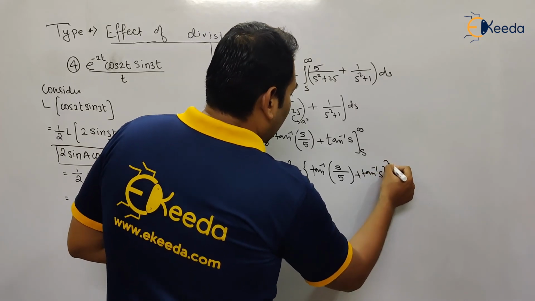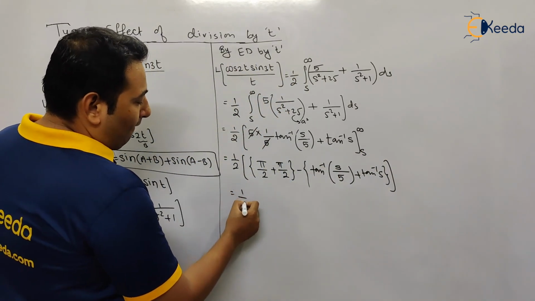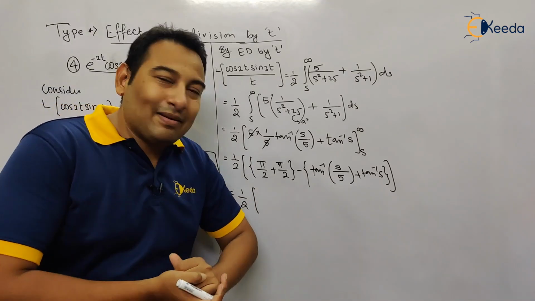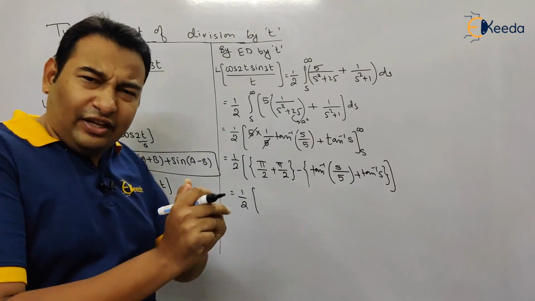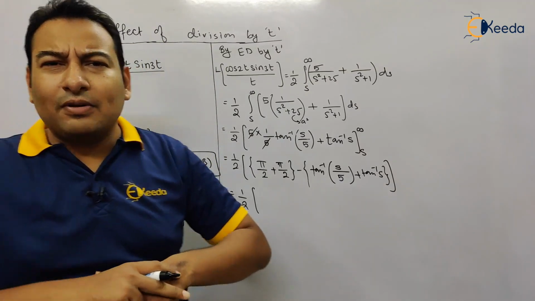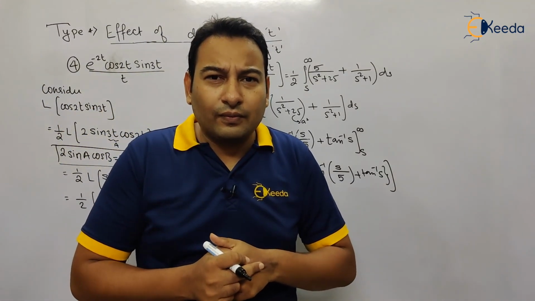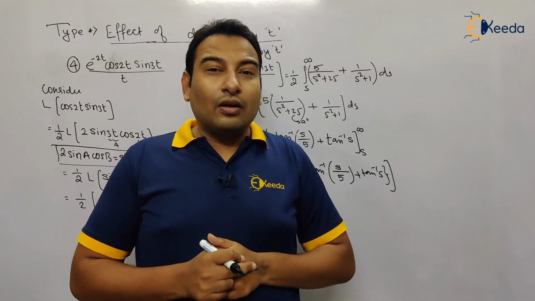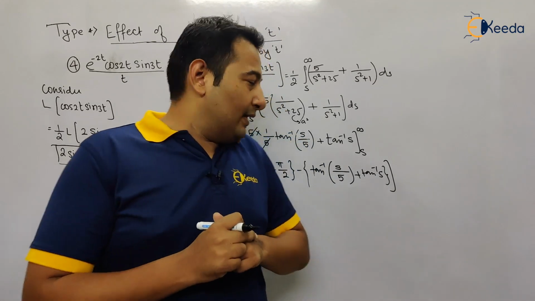What next? Let us simplify it further. See here. See it very carefully. What is the formula number 7 that I have given you? Pi by 2 minus tan inverse s is what? Cot inverse s. Right? So see here.